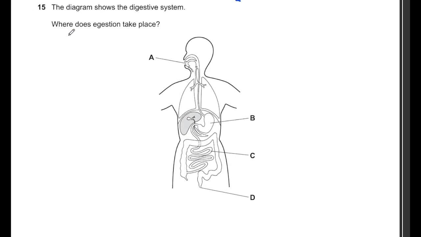The 15th one is related to the digestive system, so check out the question in the core. Where does egestion take place? Or the waste material, right? A is the mouth, B is the stomach, C is the small intestine, and the last one is, of course, the anus. So this is the correct answer. I hope you are not confused with such kind of questions in the core.